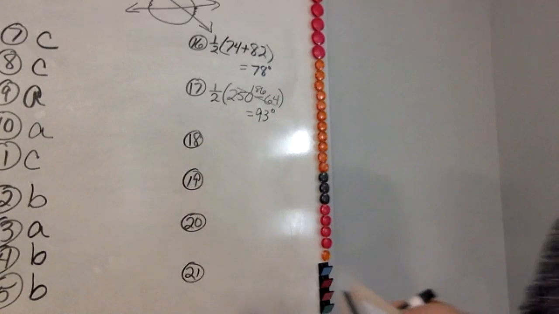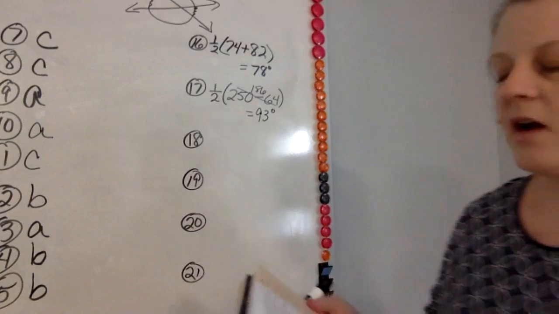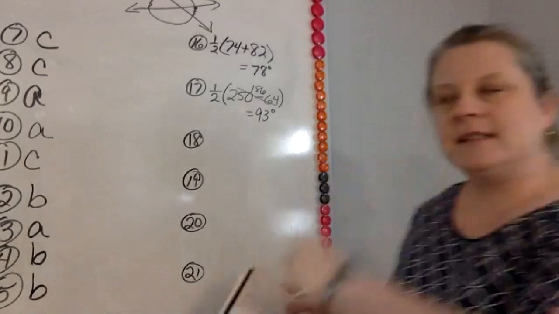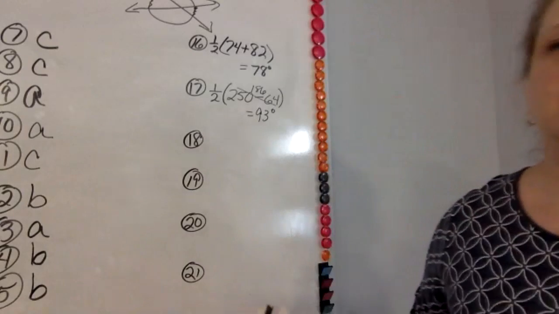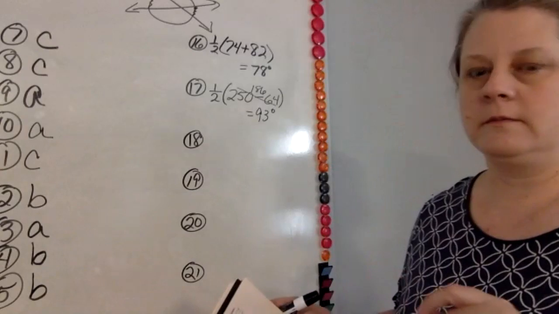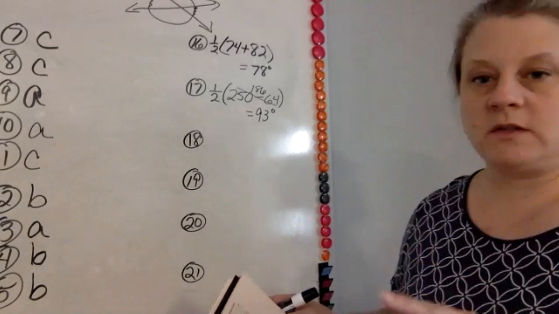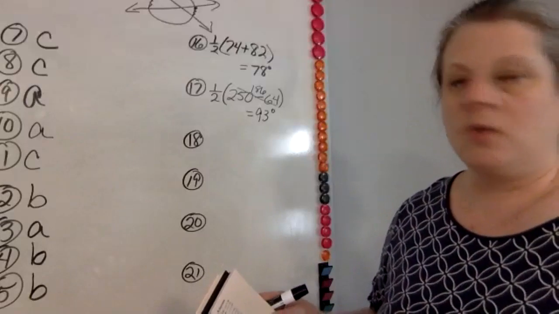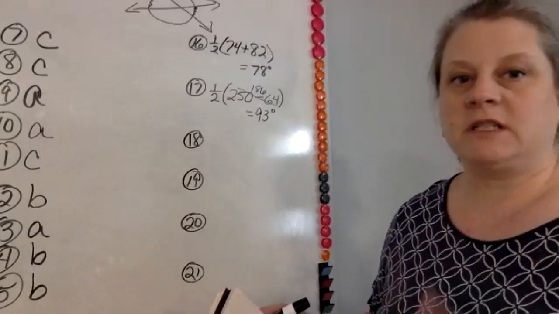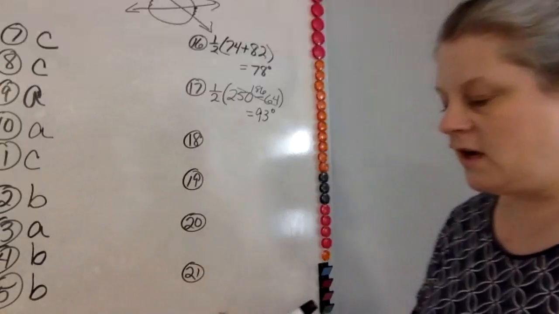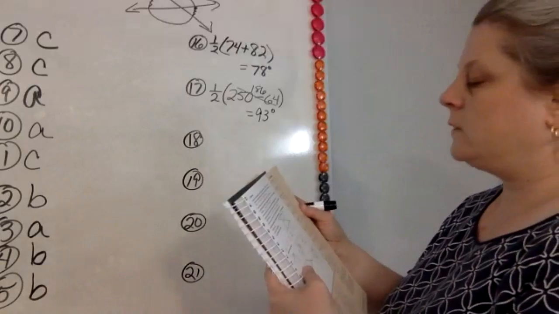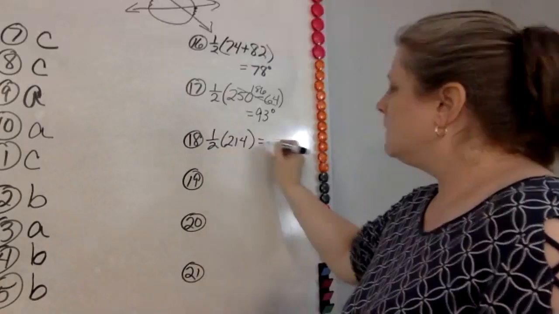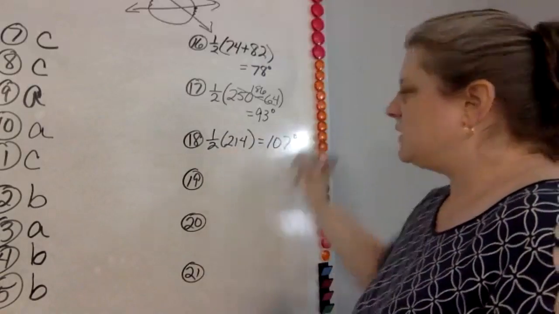Let's look at number 18. On number 18, you have Z there. Is Z inside the circle, outside the circle, or on the circle? It's on the circle. So if it's on the circle, we do just like what we did yesterday. We don't do any adding or subtracting. We just divide it by 2. We take half of it. So you're going to take half of 214. 107. So it's 107 degrees for Z.